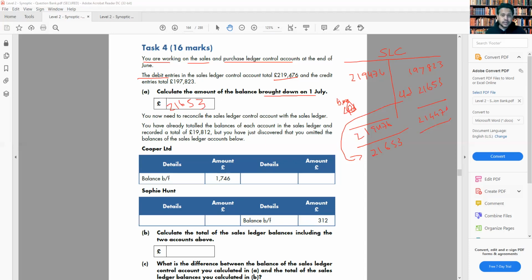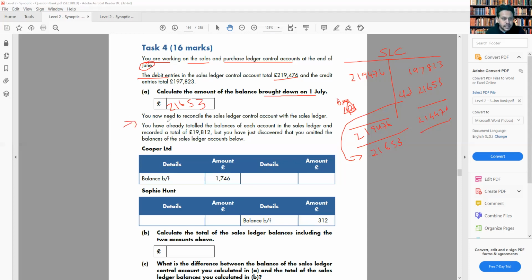Whatever is the balance c/d is the balance b/d. If I am in June, balance c/d will be the last day of June, 30th of June, and balance b/d will be the opening balance, the first day of the next month. So balance c/d is the last day of the month, balance b/d is the first day of the next month. Okay, so that's quite simple. It's not very difficult. Let's read the next one.